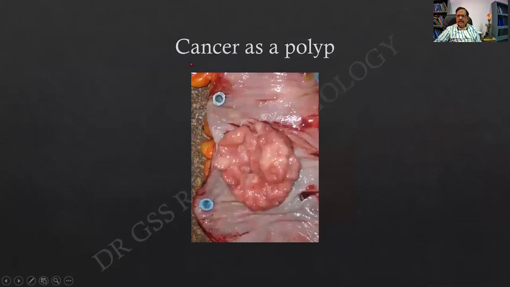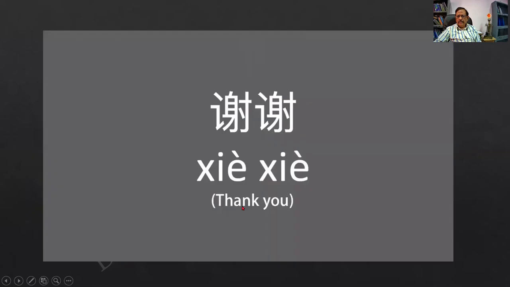And sometimes you find carcinoma itself can occur as a polyp. So it is a lesion that is large, ulceroproliferative, with evidence of necrosis. And this has been covered in the colorectal cancer. I would like you people to go back to it.